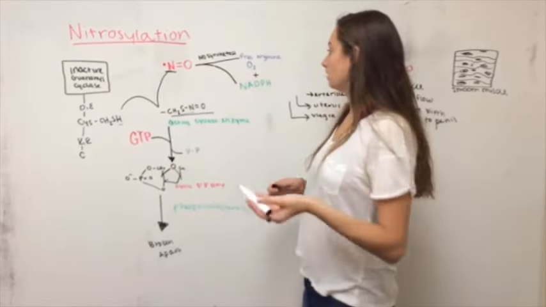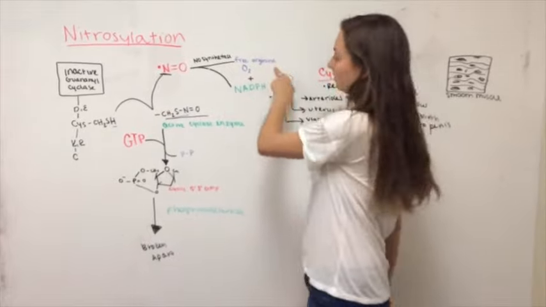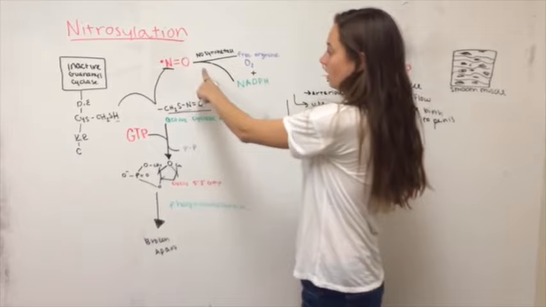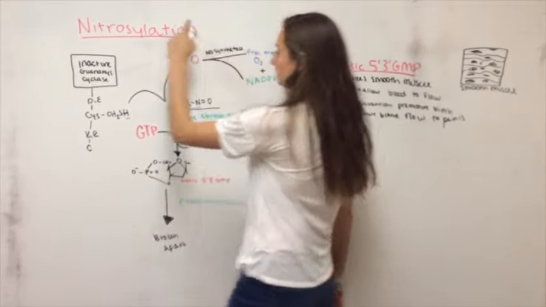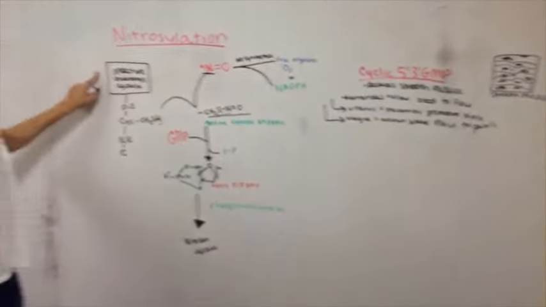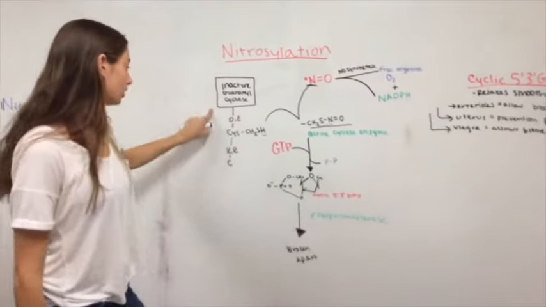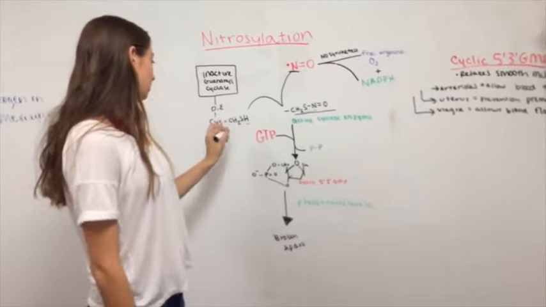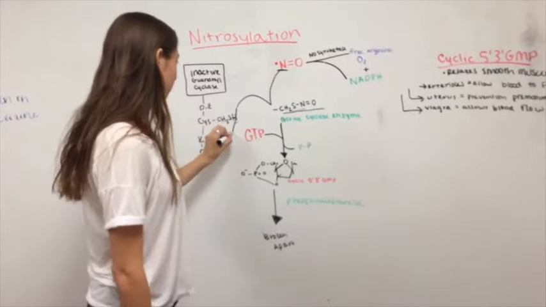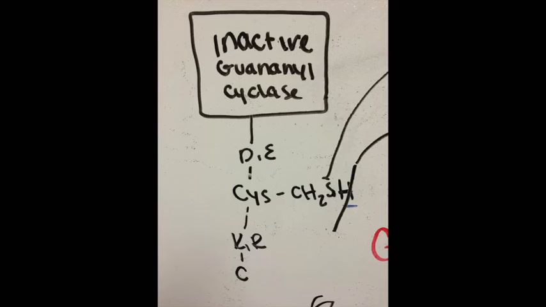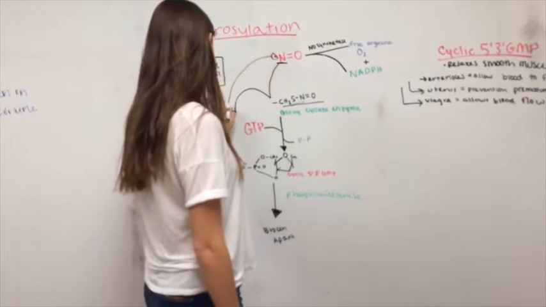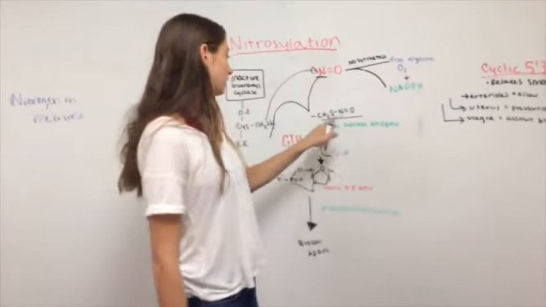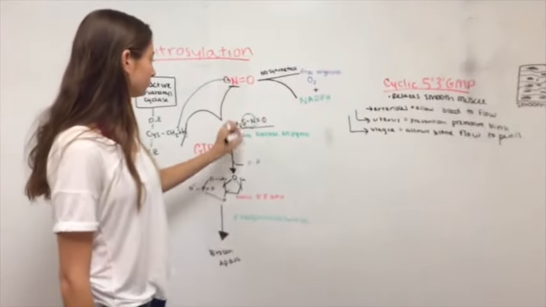floats around, and with the presence of free arginine, an amino acid, and O2, plus NADPH for energy, nitrous oxide synthetase works and combines it with an inactive guanylyl cyclase molecule that has a cysteine, sulfur-containing amino acid residue, in which the hydrogen is taken off, and this electron binds with the sulfur, creating an active cyclase enzyme, and you can see the bond formed here.